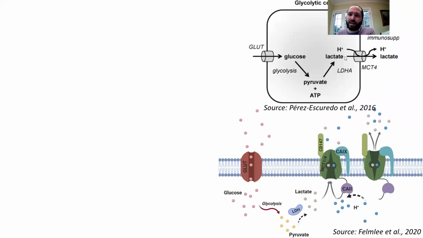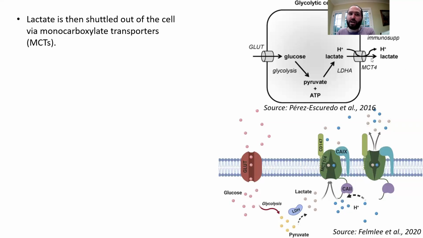Okay, so how do we then get the lactate out of the cell? Our purpose now is to send the lactate to the rest of the body. So lactate is shuttled out of the cell via monocarboxylate transporters. These are called MCTs. Monocarboxylate means a molecule with one carboxylic acid. We can look at it here as well. Here's our lactate and here's our H plus. They enter into the transporter and then the transporter opens on the other side. What kind of transport is that? Would it be primary active or secondary active?